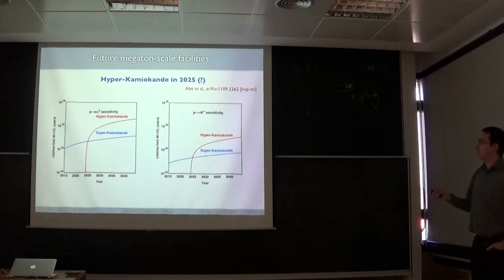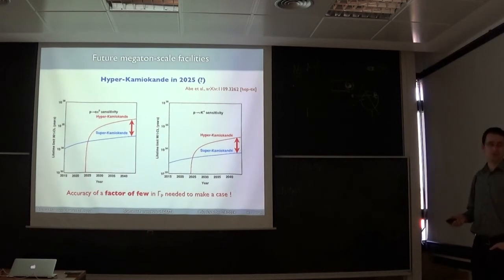However, whatever will be done, there's no chance with the new generation to get more than about an order of magnitude better constraints than what we are now getting from Super-K. So the improvement window is pretty shallow. It's only one order of magnitude.